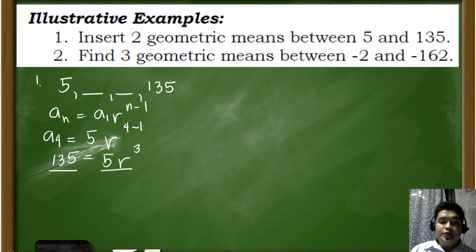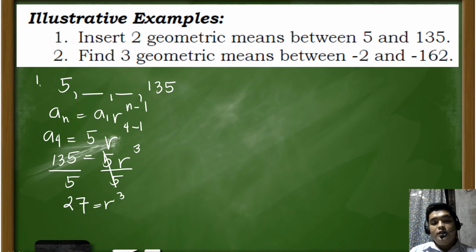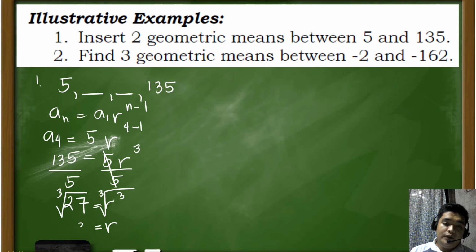Then divide both sides by 5 to get r. So r cube: what is 135 divided by 5? That is 27. To get the r, since this is r cube, we need to find the cube root. Since this is r to the power of 3, so cube root. So our r here is 3.